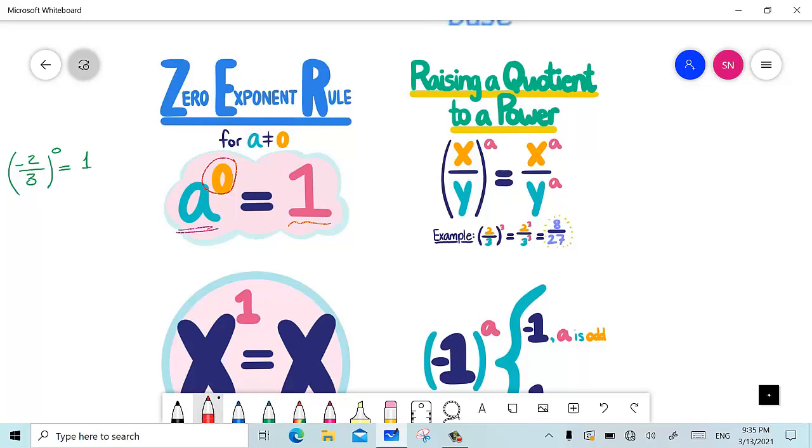The new rule that we took last time was, I have a fraction all raised to a power, and we said that we are going to distribute the power one time on the numerator and another time on the denominator. So I'm going to have x to the power of a over y to the power of a. So for example, if I have 2 over 3 all raised to the power of 3, this means I'm going to distribute the 3 one time for the 2 and another time for the 3. So I have 2 raised to the power of 3 and 3 raised to the power of 3, which equals 8 over 27.